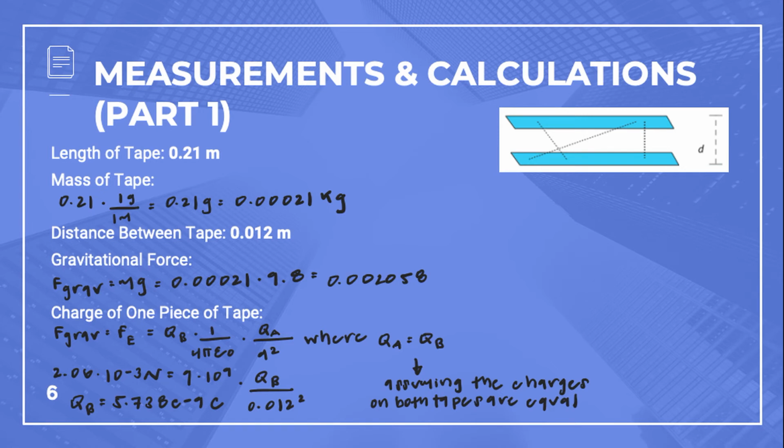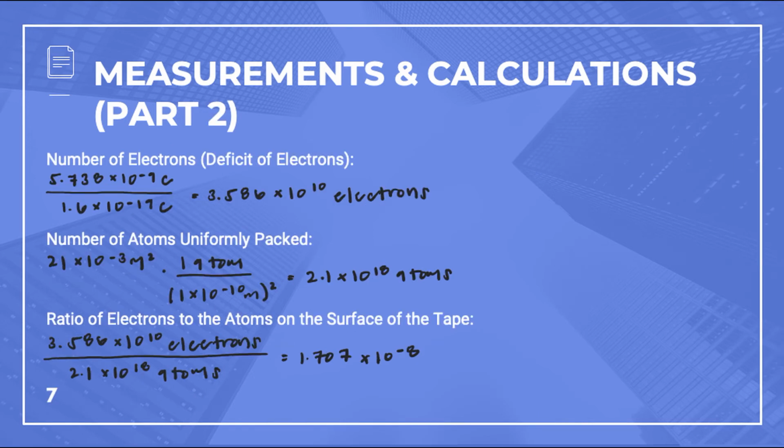The first part of my calculation was to find the amount of charge on the U-tape. Using the electric force equation and rearranging the formula, I solved the charge Q as 5.738 times 10 to the negative 9th coulombs. If we divide the resultant charge by the charge of one electron, we get the number of deficit electrons on the tape to be 3.586 times 10 to the 10th electrons.